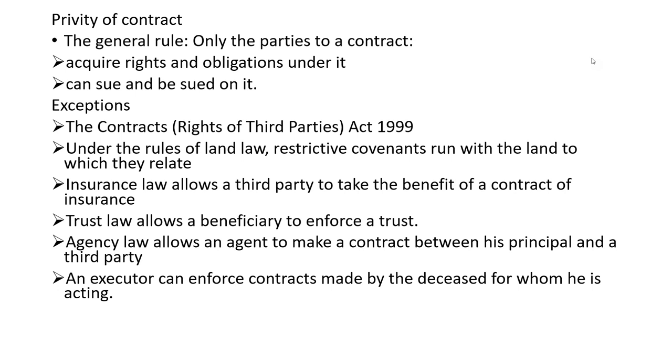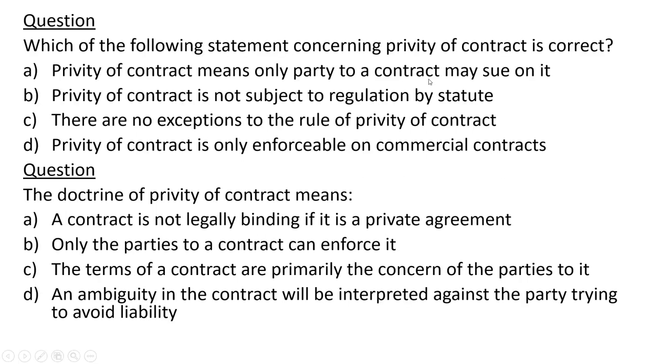If a person has written in his will that he wants his assets to be distributed within his family in such percentages and such ratios, the executor can enforce that contract and distribute according to the will. So these are some cases in which persons other than the parties to a contract can affect the contract. So coming to the question, which of the following statements concerning privity of contract is correct?